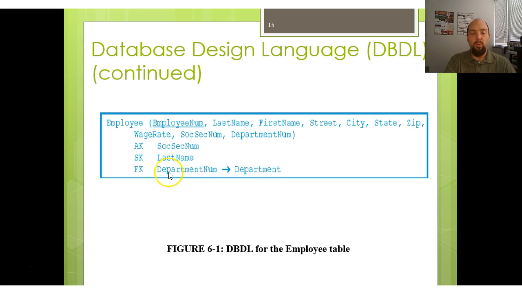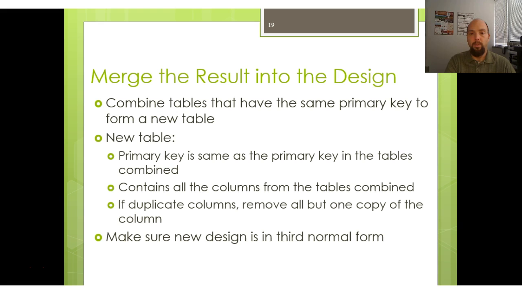So what we're going to do is something more like department num points to department dot department num. And then that way we fully qualify it. Once we have all of our tables designed, we're going to start merging these together. And what's going to happen is you may find that some of the tables overlap each other.